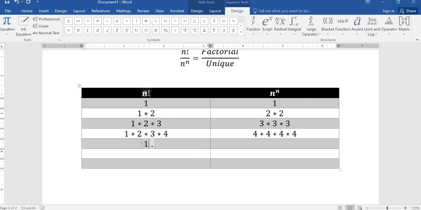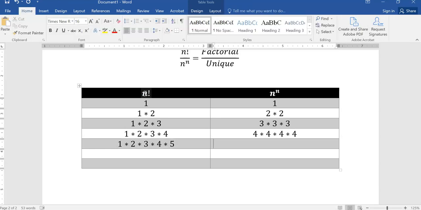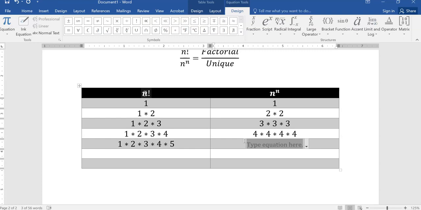And this pattern keeps going on. Now, hopefully you can see that on the left-hand side, with the n factorial, we're always multiplying by the next highest number. On the n to the nth power, not only are we multiplying by that next highest number, but we're also increasing all of these previous numbers by 1. So hopefully you can see that the right-hand side is always going to be more than the left-hand side.